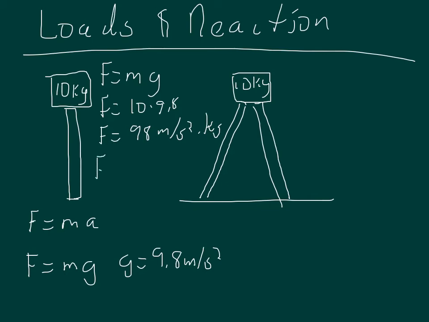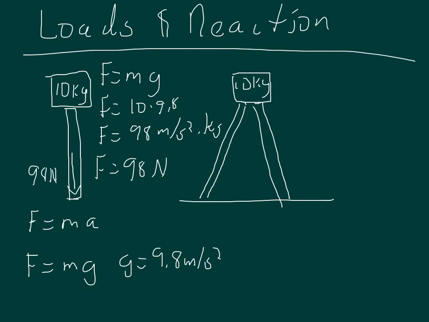And what we get is a nice little unit of measurement called newtons. So a newton is kilograms times meters over seconds squared. So the force is 98 newtons. So now you have a 98 newton force going down through that beam.